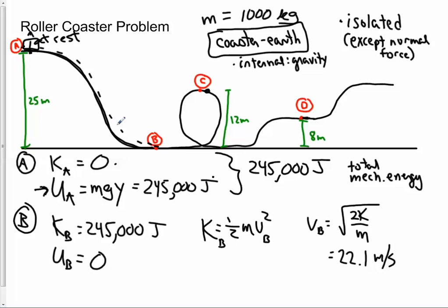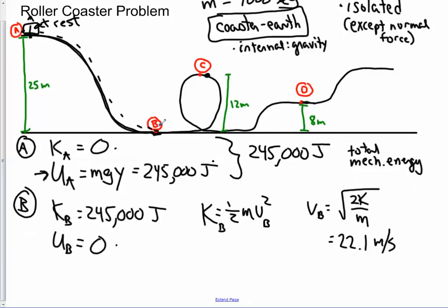So we use that. We go down to B, and at B we're down at the ground, so we know we have no potential energy because y is 0. And so we must have 245,000 joules. All that mechanical energy must now be in the kinetic energy column, right? Then you can figure out what the speed is, because velocity is the square root of 2 times the kinetic energy over the mass, and we did that and got 22.1 meters per second. Okay, so that's what we had figured out so far.